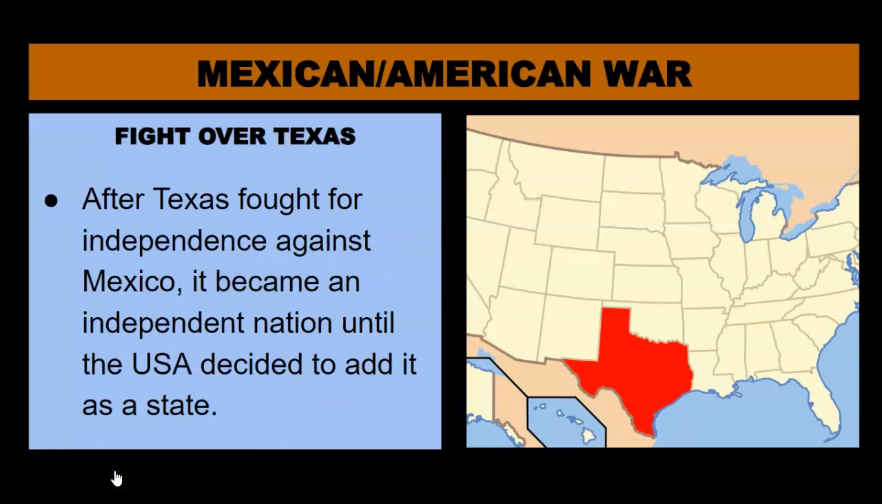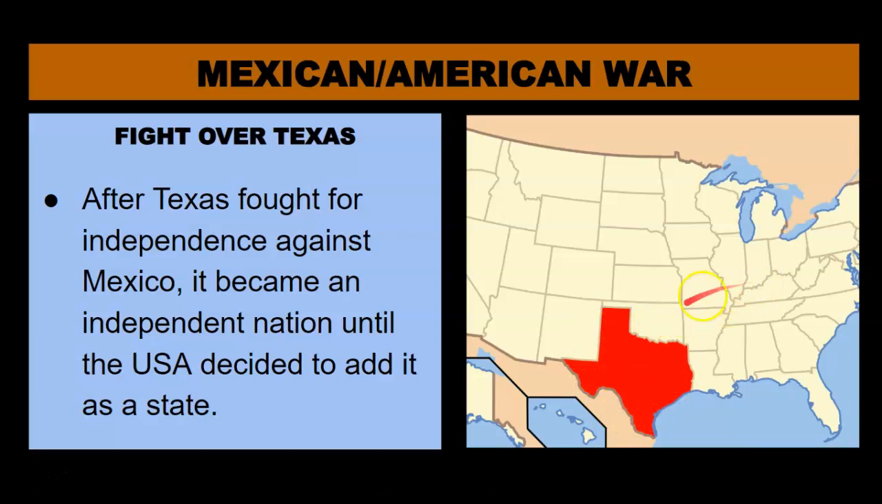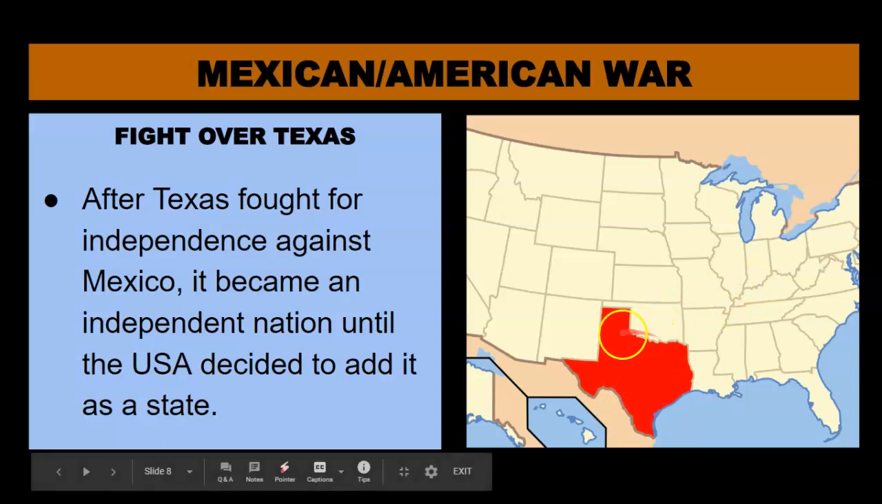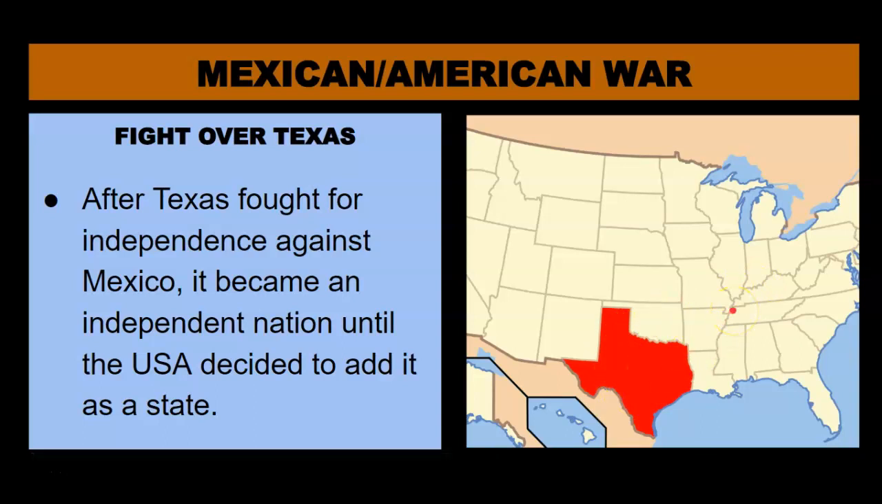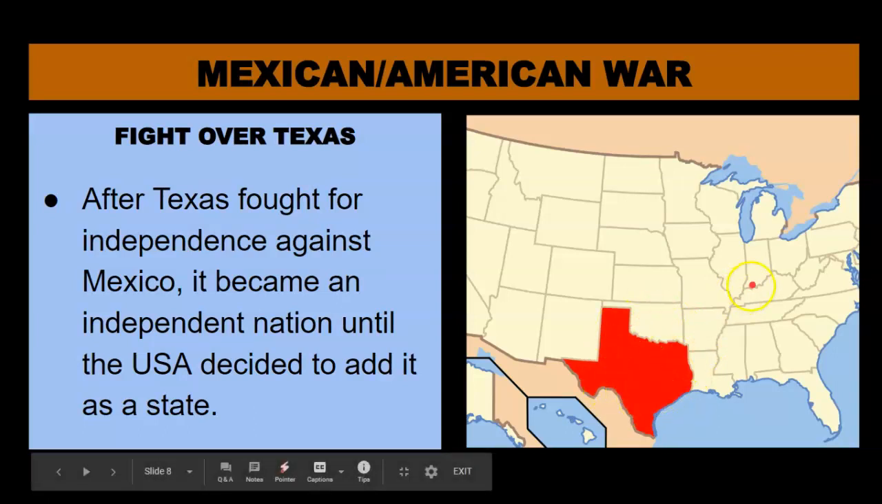All right, so as America moved west, the fight between Mexico and the USA really began in the Southwest, in what is today the state of Texas. Back then, in the 1830s, Texas was part of Mexico. It was called Tejas, the Mexican pronunciation for Texas. So Tejas was part of Mexico.